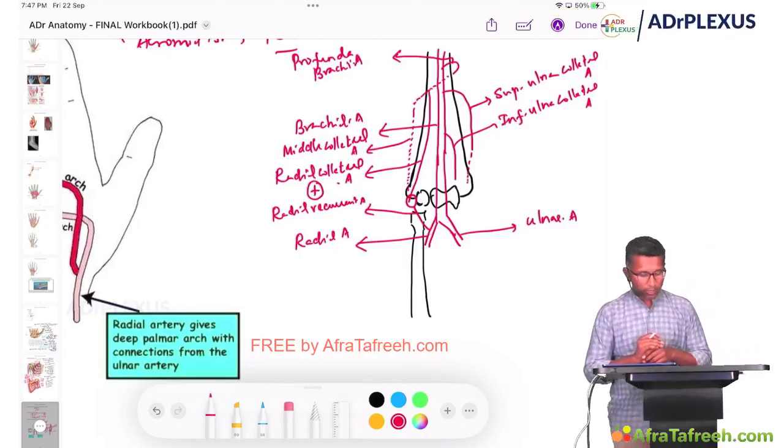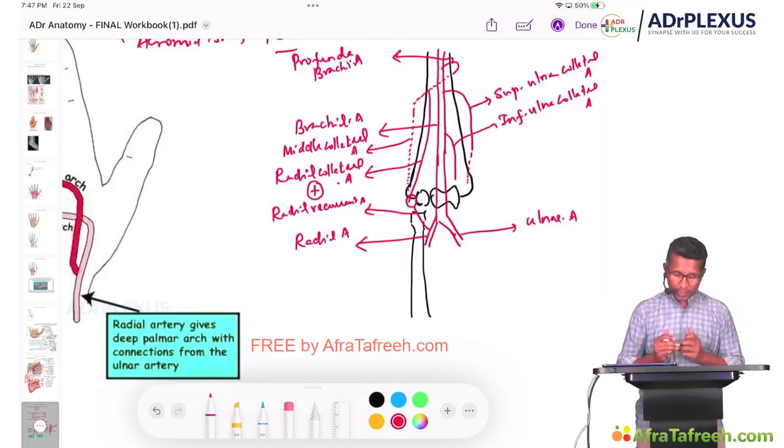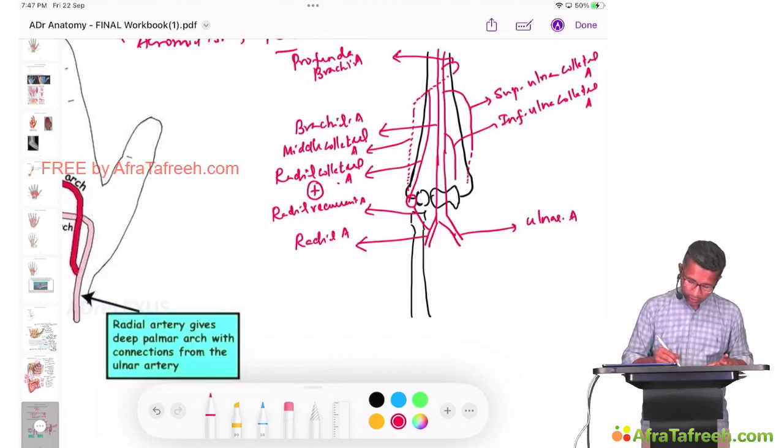Now what happens to the ulnar artery? The ulnar artery gives two branches. One is called the anterior ulnar recurrent and the other the posterior ulnar recurrent artery. They anastomose around the medial epicondyle.